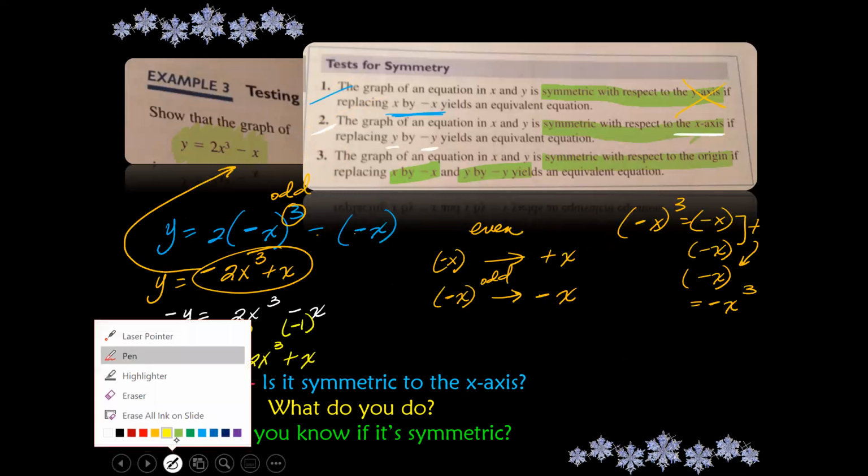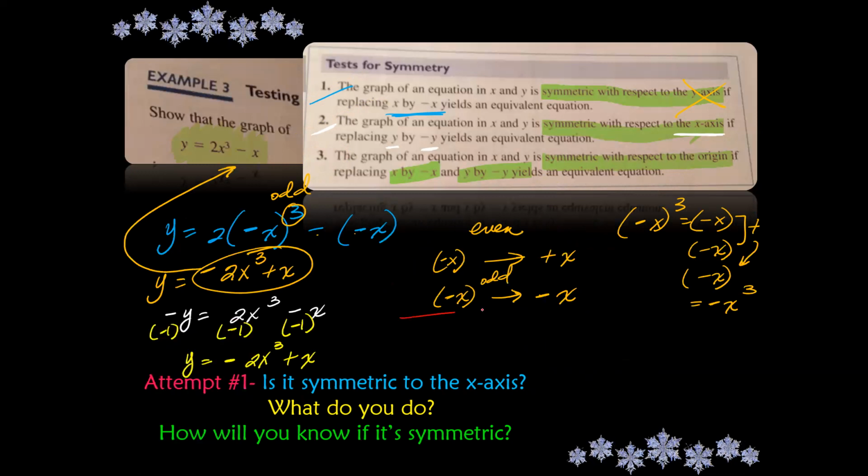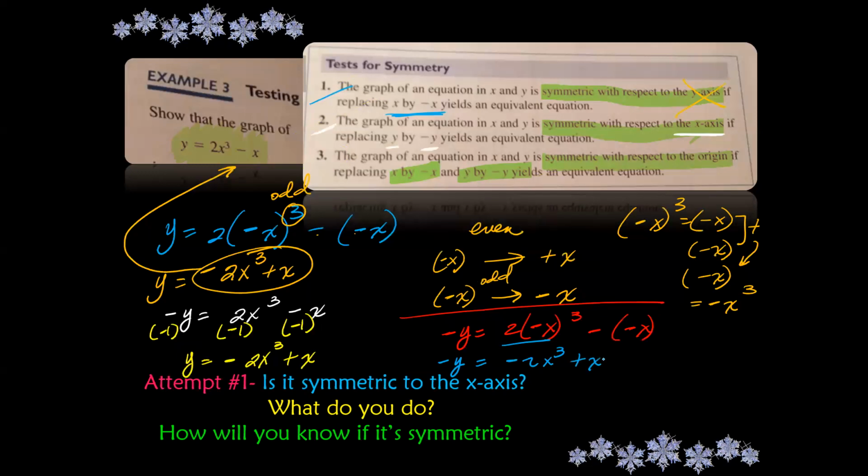Okay, so let's try the last one. So I'm going to replace that y with a negative y, and replace that x with a negative x to the third power minus negative x. Let's see if that yields the original equation. So I have a negative y equals, we determined that this is going to be odd, so negative 2x to the third plus x. Now, I want the original equation, which means I have to change the negatives here. So I have to multiply by a negative 1 on all three.